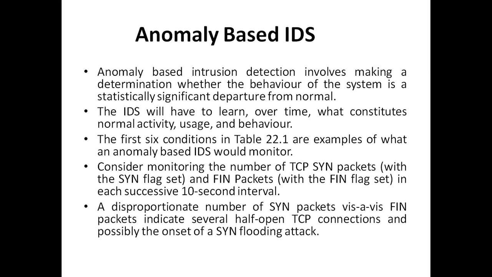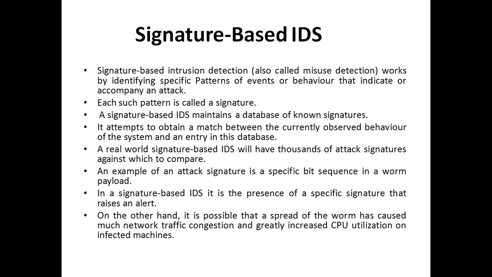Now consider monitoring the number of TCP synchronization packets and the finished packets in each successive 10-second interval. A disproportionate number of synchronization packets versus finished packets indicates several half open TCP connections and possibly the onset of a synchronization flooding attack. So this is the anomaly based IDS.